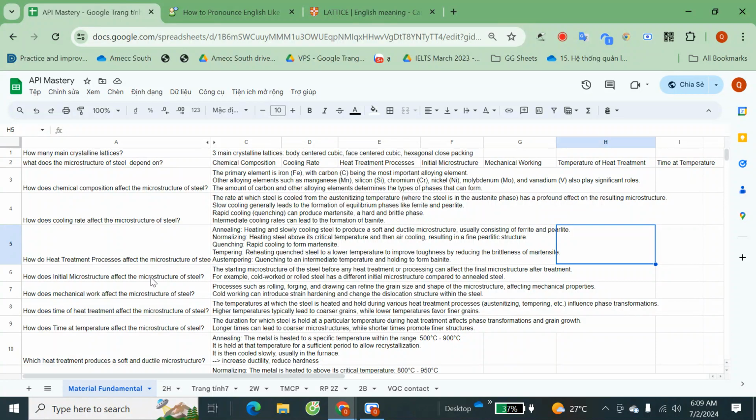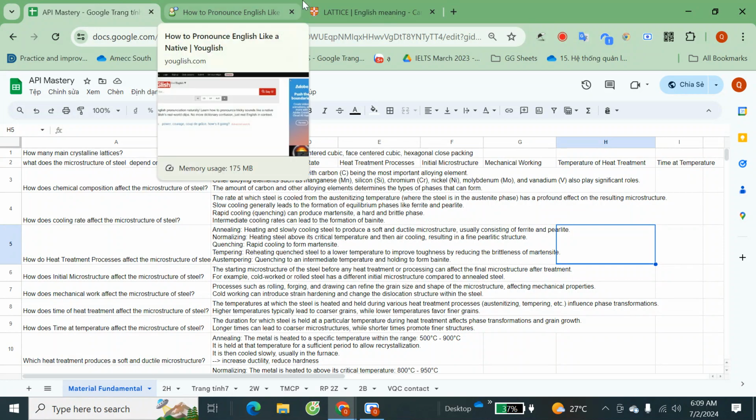How does initial microstructure affect the microstructure of steel? Well, the starting microstructure of steel before any heat treatment or processing can affect the final microstructure after treatment. For example, cold worked or rolled steel has a different initial microstructure compared to annealed steel.